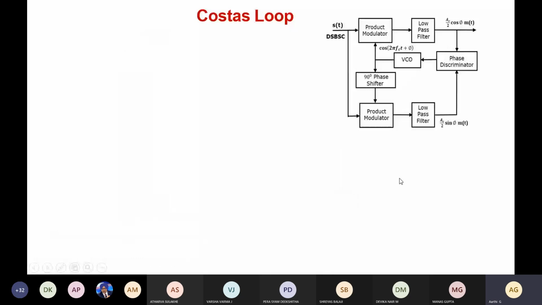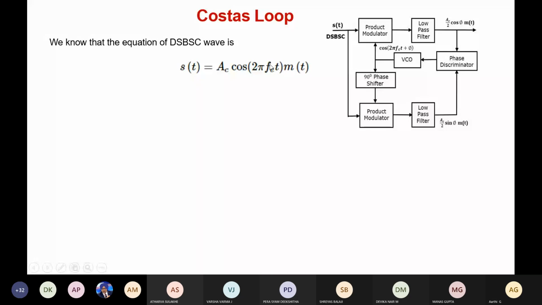If you see the analysis, this is the input waveform s of t, which is Ac cos 2 pi fc t into m of t. So this is our DSBSC waveform, that is the carrier waveform multiplied with the message waveform, and here we have suppressed the carrier. The output of the voltage control oscillator is cos 2 pi fc t plus phi. Let us take this output as c1 of t, which is cos 2 pi fc t plus phi. Now these are the two inputs to product modulator 1. We are going to multiply both these inputs.